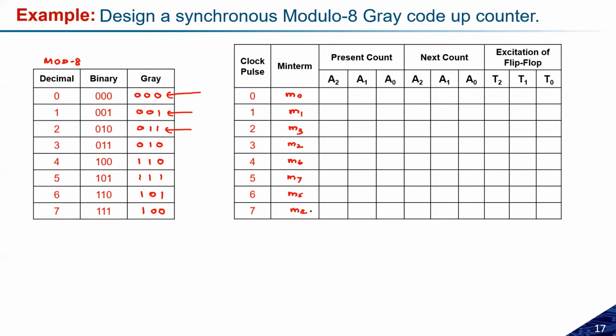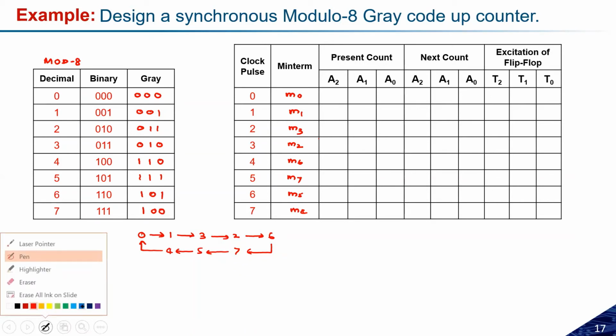What does it mean? It means the sequence it is going to follow is from 0 to 1 to 3 to 2, then 6, then 7, then 5, then 4, and then it comes back to 0. So this is the sequence which this counter should follow. If it follows the sequence 0, 1, 3, 2, 6, 7, 5, 4, then this will act as a Gray code. Now let us try to fill the tables based on this.